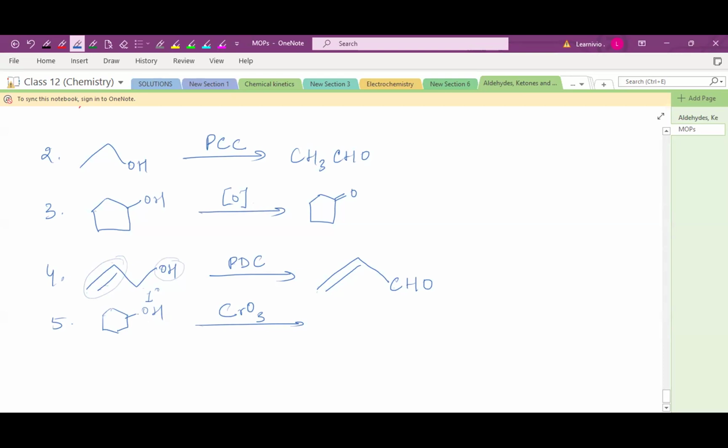Cyclohexanone. Right, this OH group will be converted into a ketone group. So you will get cyclohexane and here a double bond. Cyclohexanone. Is it clear? Yes, ma'am.